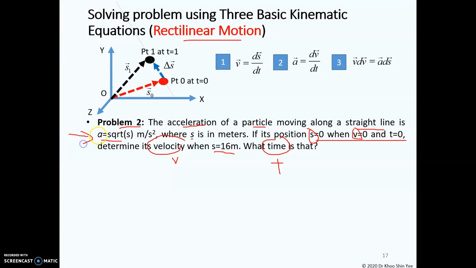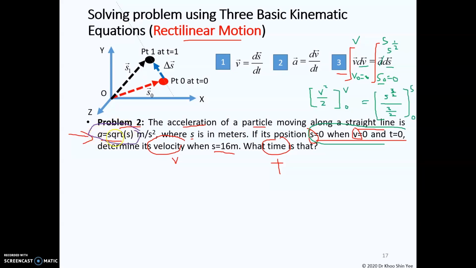Since the given acceleration is a function of x, we can use the third equation here because we have the acceleration linked with x here. Integrate both sides and put the corresponding limit. For dv, the limit must be changing from v0 to variable v, and for ds, you have the limit from x0 to variable s. Since we know the initial conditions for s and v are 0, you can substitute inside.